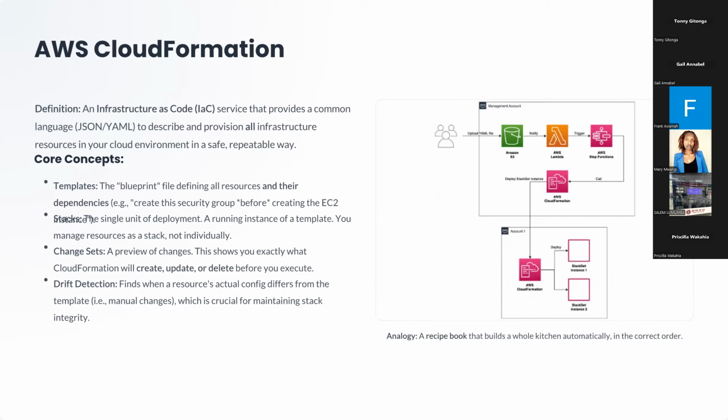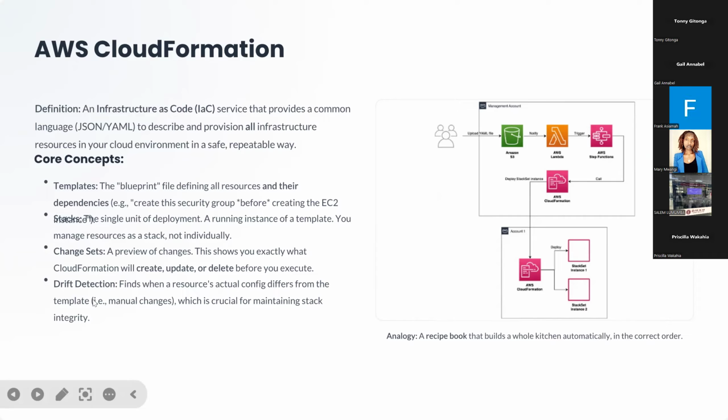A stack is the single unit of deployment. After the blueprint, you run a stack, a running instance of a template. Resources are managed as a stack, as a group, and not individually. Change sets give a preview of changes. A change set shows what exactly CloudFormation will create, update, or delete. Drift detection finds when a resource's actual config differs from the template.